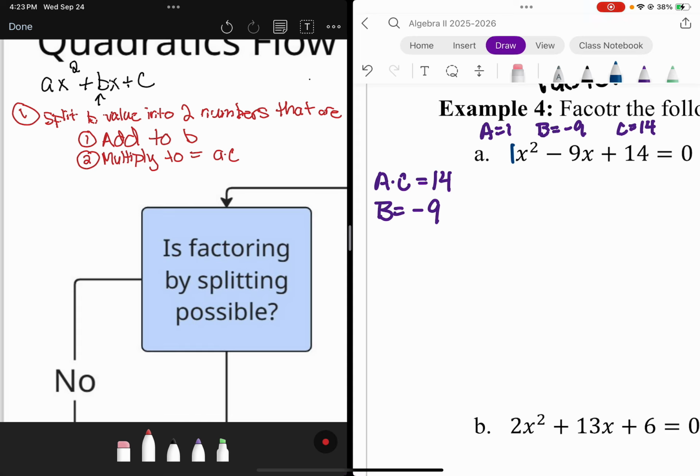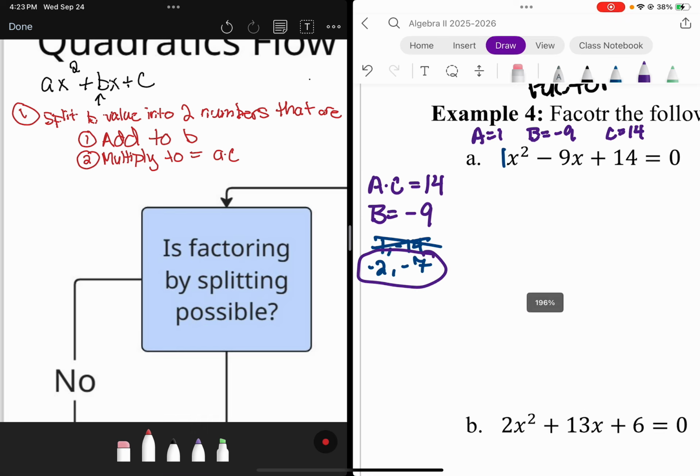So 14, I know we could have -1, -14. We could also have -2, -7. Those are the only factors of 14. We need two that add up to -7 or -9. -1 and -14, that doesn't work. -2, -7, that adds up to -9.